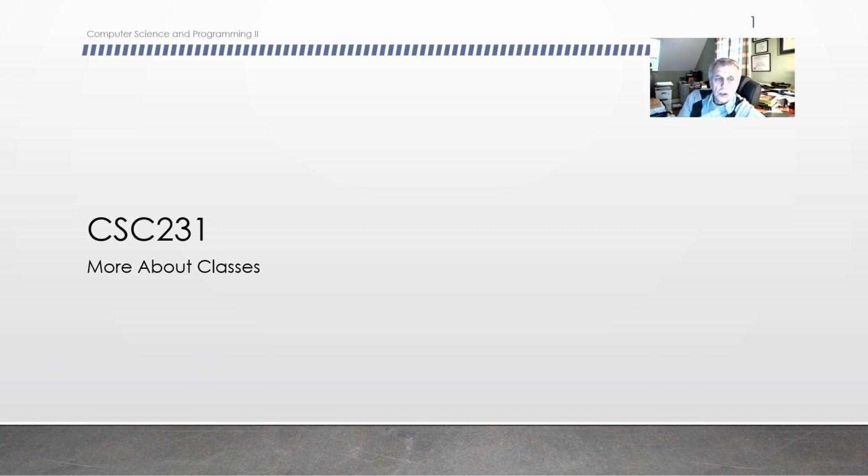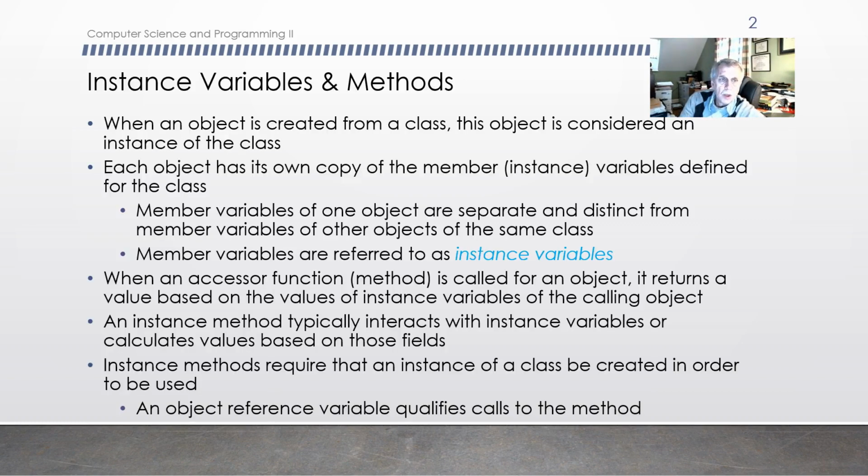In today's discussion, we're going to continue our examination of defining classes in Java. A little bit of a refresher before we get into some new material. When an object is created from a class, we say that that object is said to be instantiated from the class. It's an instance of the class.